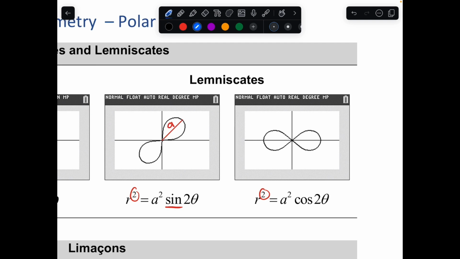And if I were to put a negative sign in front, this is going to be on the other diagonal. So it would be going from the top left to the bottom right. The same thing happens with cosine, except it's directly on our axes. So it has a length of A, and if I put a negative sign out in front, it's going to put it on the vertical axis.